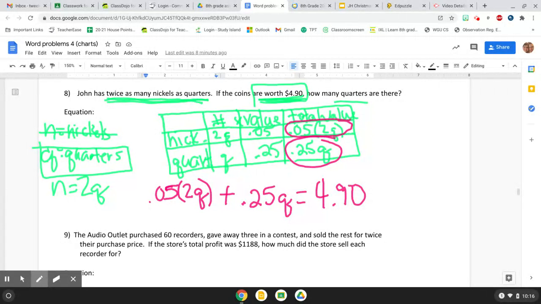And that is my equation. So I have my variable defined. I have my chart with the single variable in it. And I have my final equation. So that is all I need.